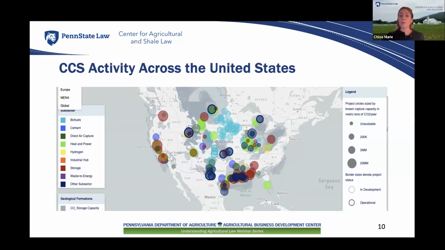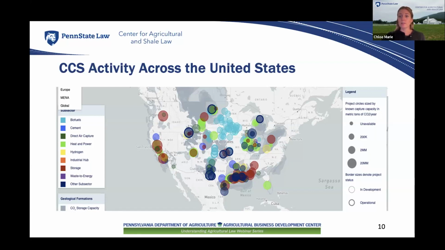And I also came across this interactive map from the Clean Air Task Force. I think it is a great way to see how carbon capture and storage projects are spread out across the United States. It highlights key locations, showing a concentration of activities in the Midwest and Gulf Coast regions.